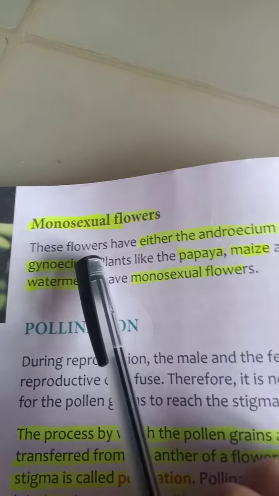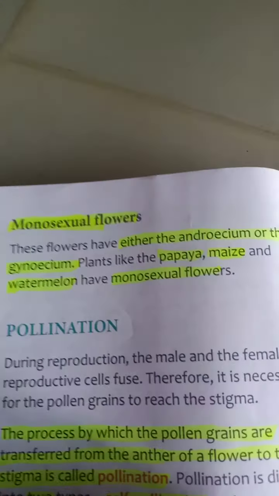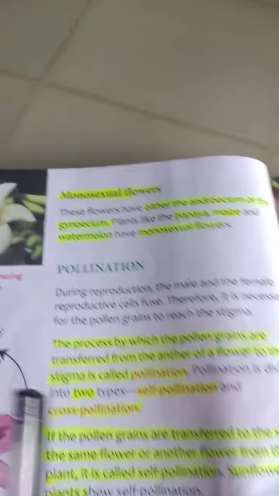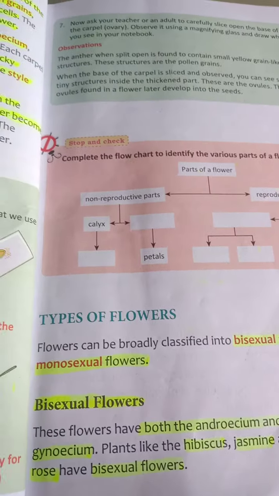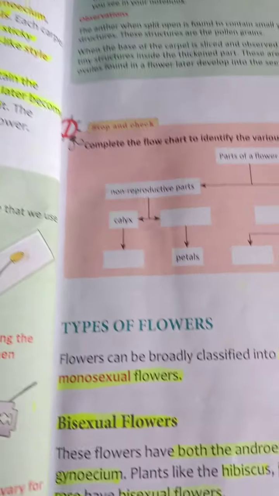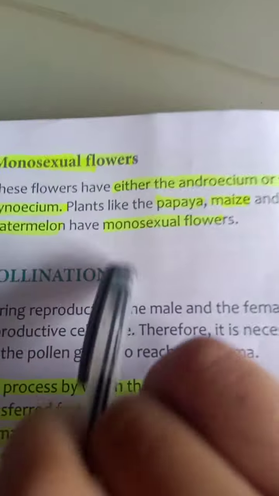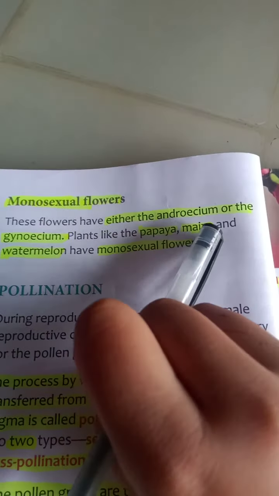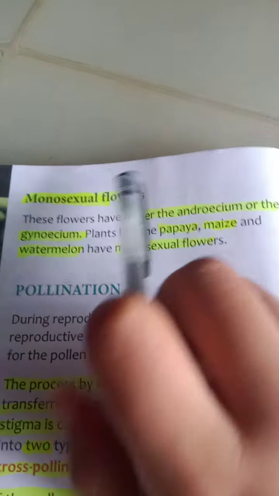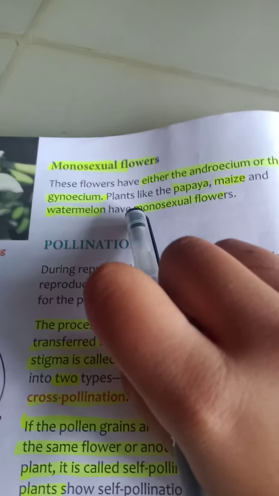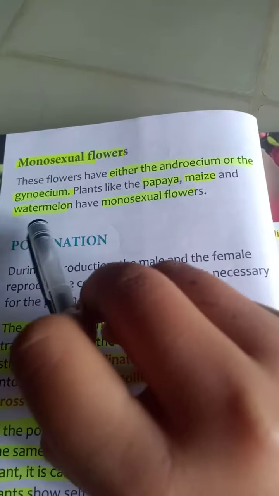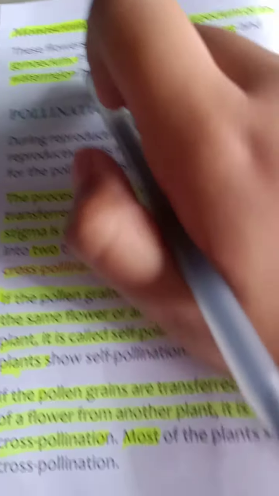Now let's learn about monosexual flowers. What are these flowers? These flowers have either the androecium or the gynoecium. Means it is the opposite. Like in the bisexual flowers, it has both the androecium and gynoecium. But in monosexual flowers, we don't have that. We have either the male reproductive part androecium or the female reproductive part gynoecium. For example, papaya, maize, watermelon are monosexual flowers.